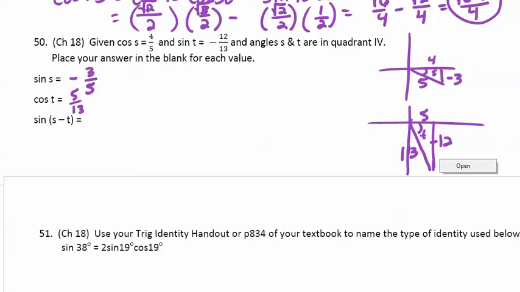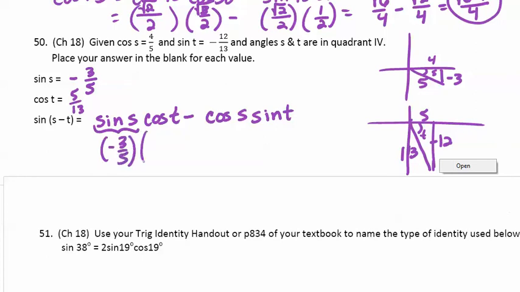So you're going to go to your resource page, or you can scroll back, you got this printed on your handout. So the sine of the difference is the sine of the first angle times the cosine of the second angle minus the cosine of the first angle, sine of the second angle. And now we can fill these in because we've done all the work. The sine of angle S we just decided was negative 3/5. The cosine of angle T, 5/13. The cosine of S was given, 4/5. And the sine of T was given, negative 12/13.